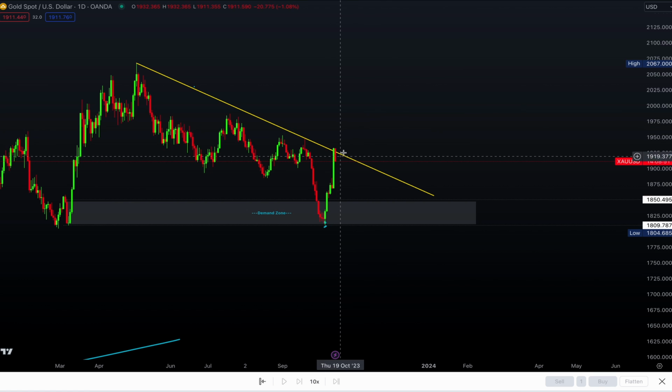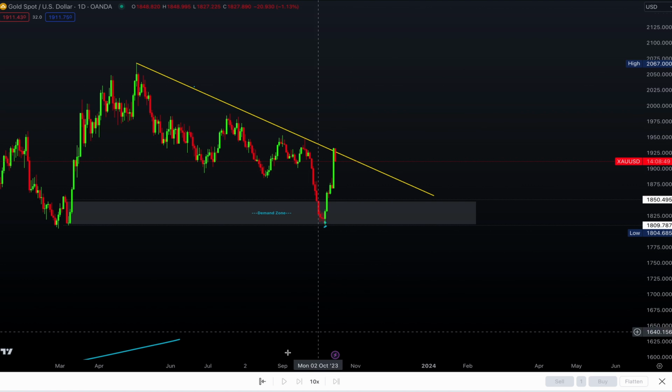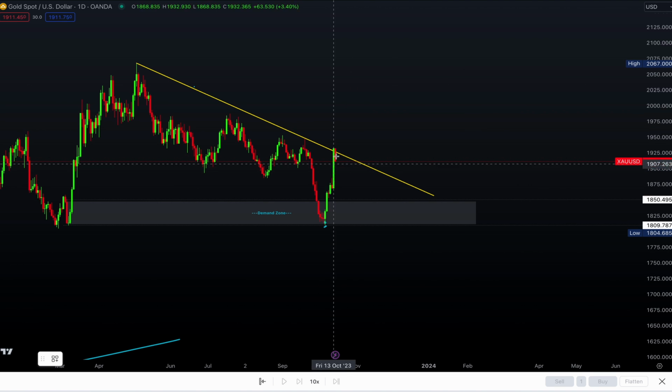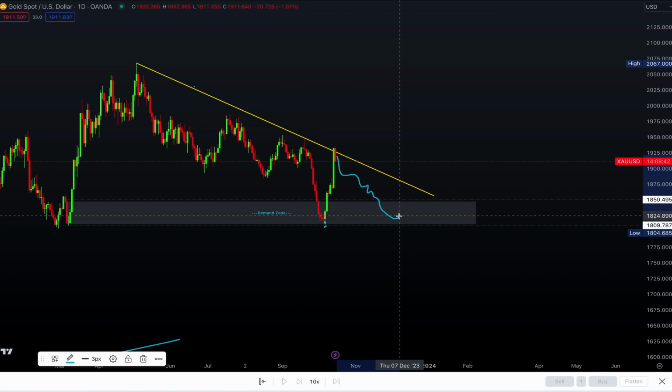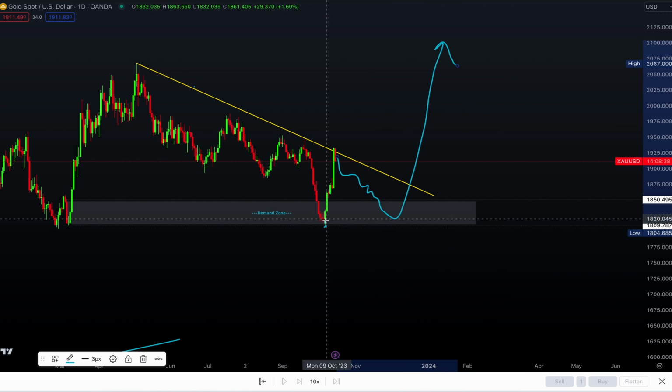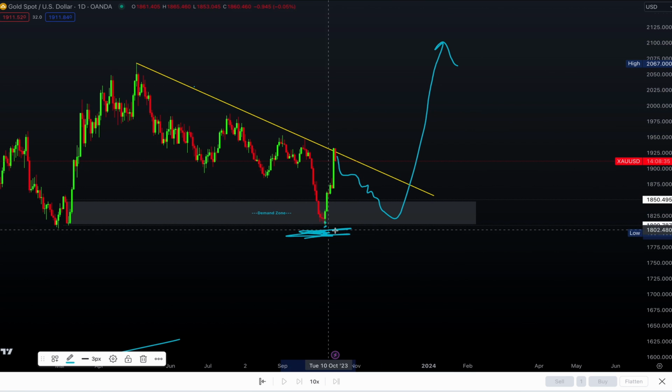So from here, just wait for another correction and then to the upside again. Something like this. Another correction here and then a move to the upside. I don't think gold will break this low anytime soon.